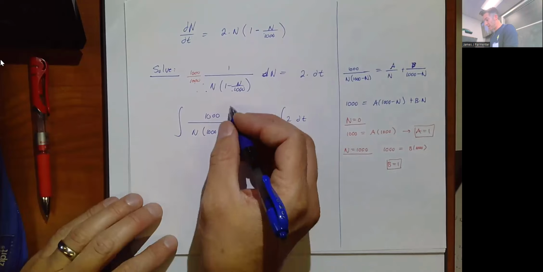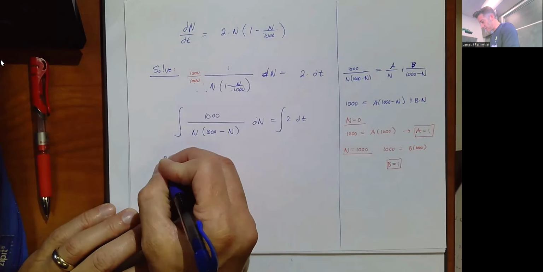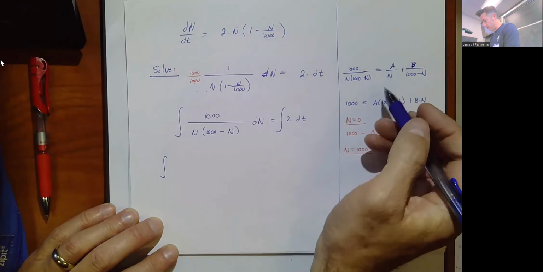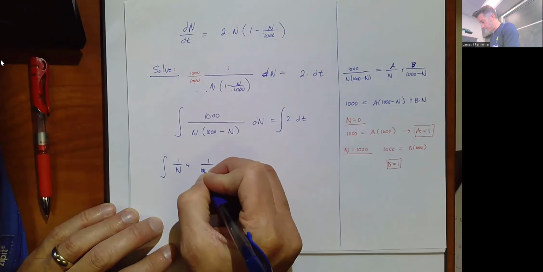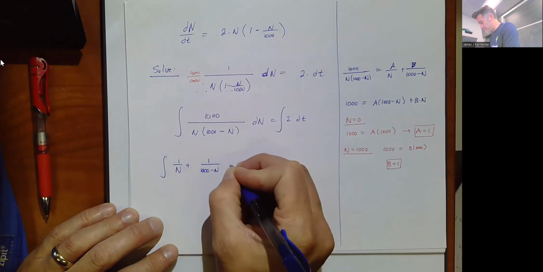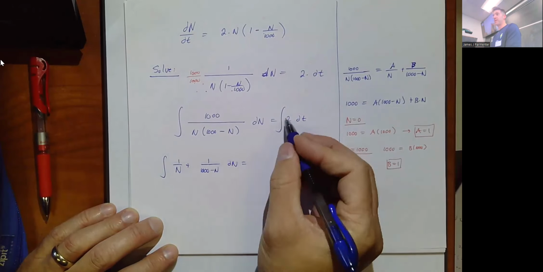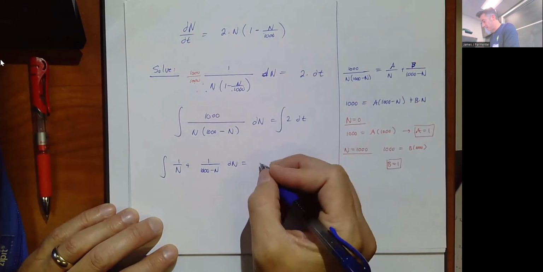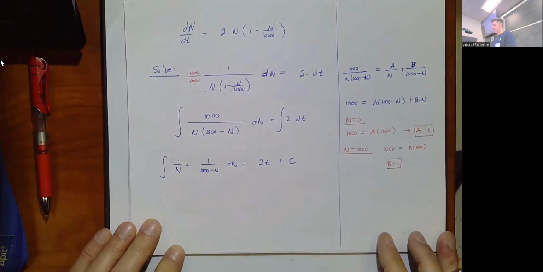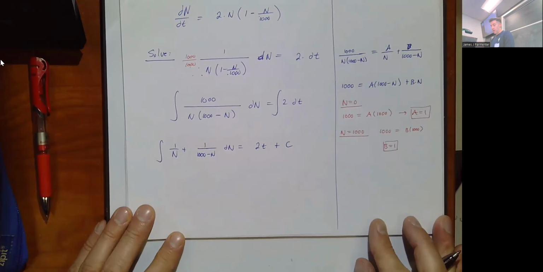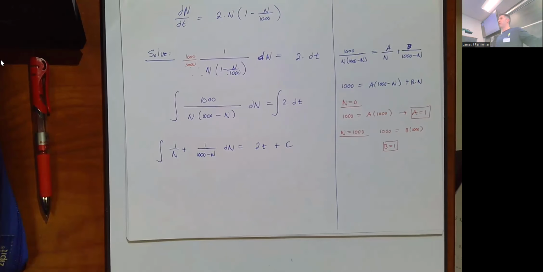So now we can rewrite the left-hand side as the integral of 1 over n plus 1 over 1,000 minus n. I suppose I could integrate this right-hand side here. The integral of 2 dt is 2t plus a constant. All right, there's so many logarithms, right? Like most of these problems, you're getting logarithms most of the time. Not always every time, but a lot of the time.